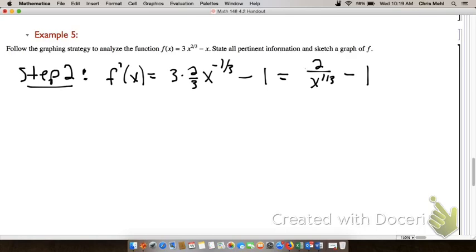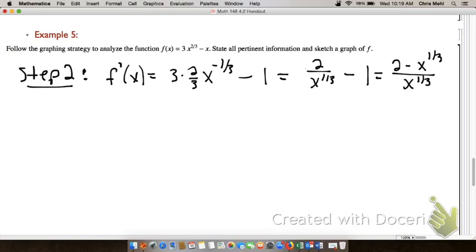Okay, so the 3 times 2/3 is 2, and then 2 times x to the negative 1/3 is the same as 2 over x to the positive 1/3. And then I can go ahead and get a common denominator. And this will equal 2 minus x to the 1/3 over x to the 1/3. Okay, so there's my derivative f prime of x.